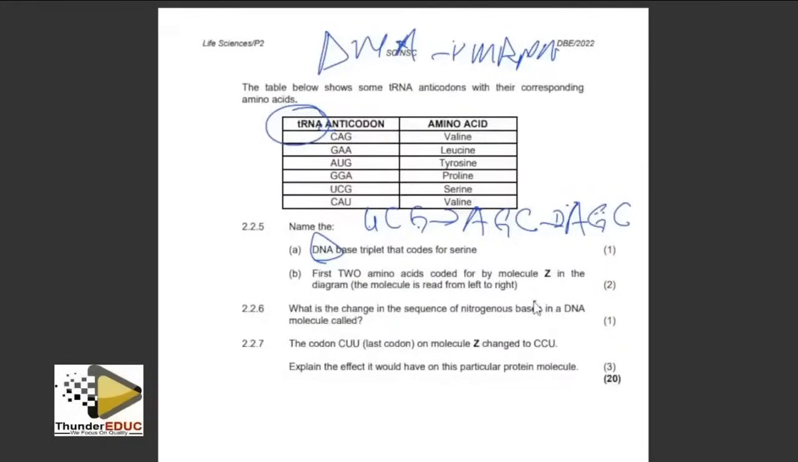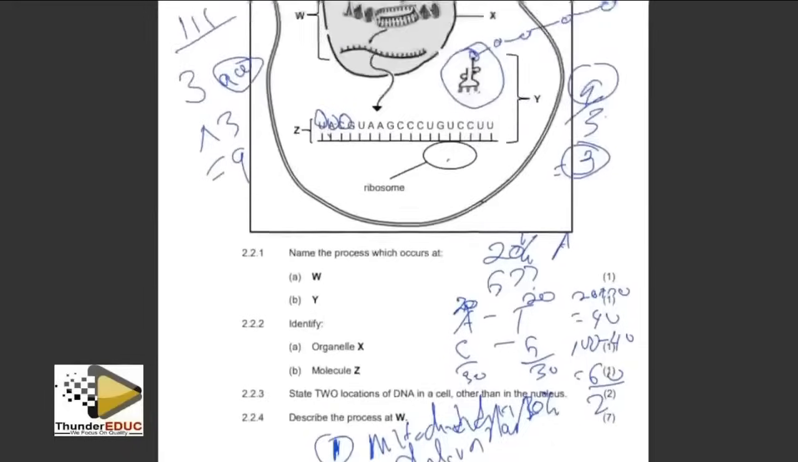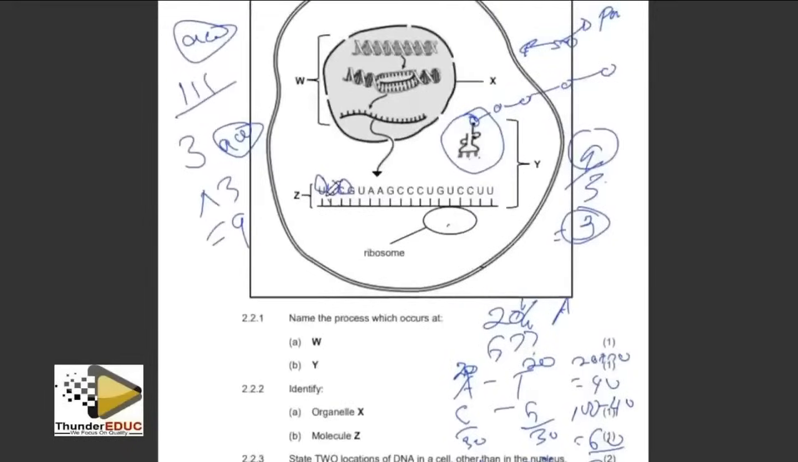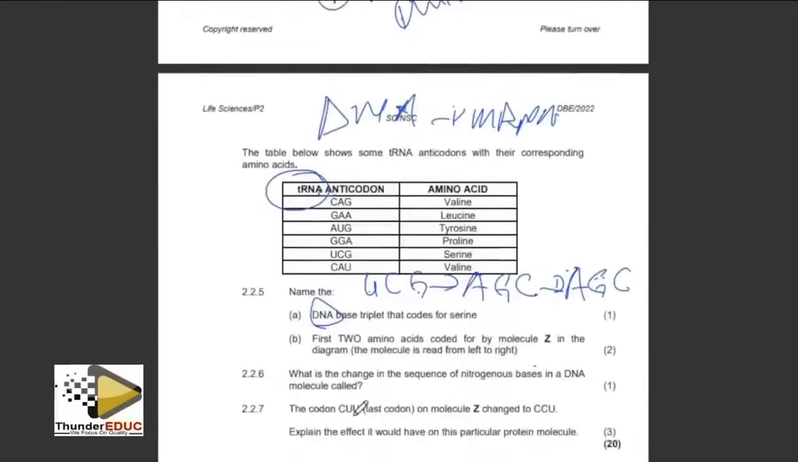First 2 amino acids coded for Z in the diagram. So they want you to identify them. Now, Z is messenger RNA. Therefore, you have to just change this into transfer RNA, one conversion, because it is messenger to transfer RNA, and then you come to the table and find it.